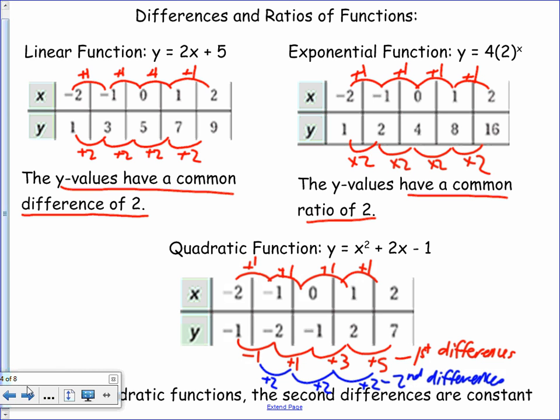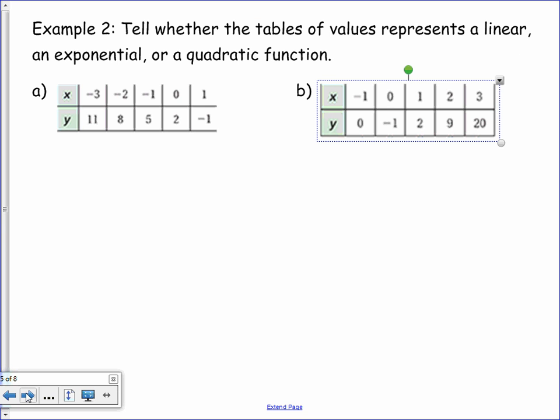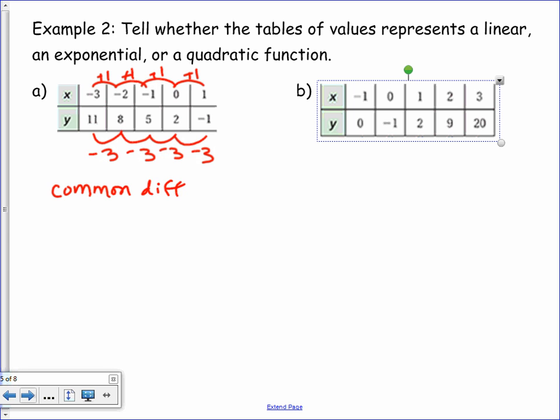Okay? And now another example. We have to know from this table whether it's linear, exponential, or quadratic. So we're going to look at the relationship here. Again, x's are going up by 1. And what's happening to the y? Here by 3, by 3, by 3, by 3. So this is a common difference of -3, so this would be a linear function.